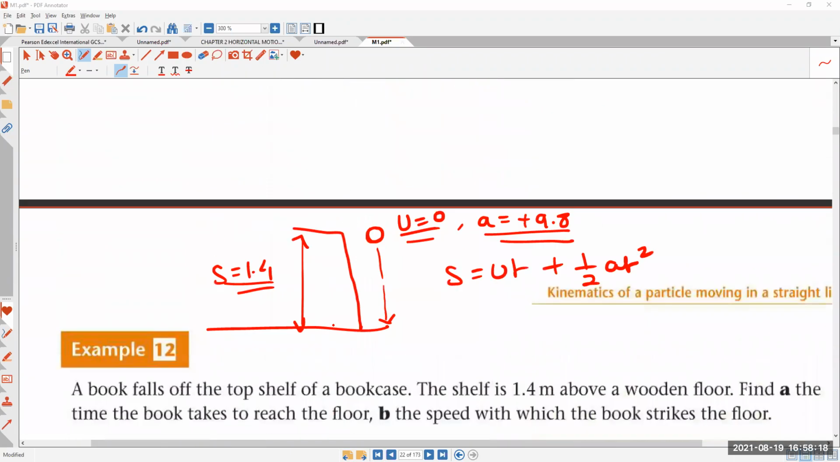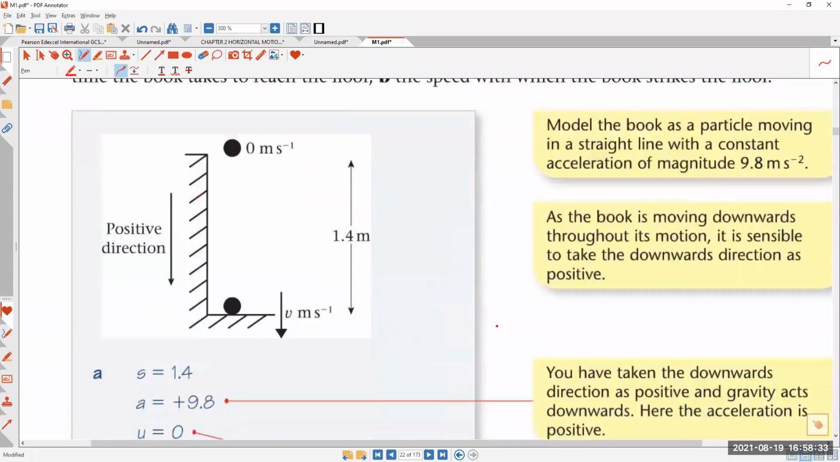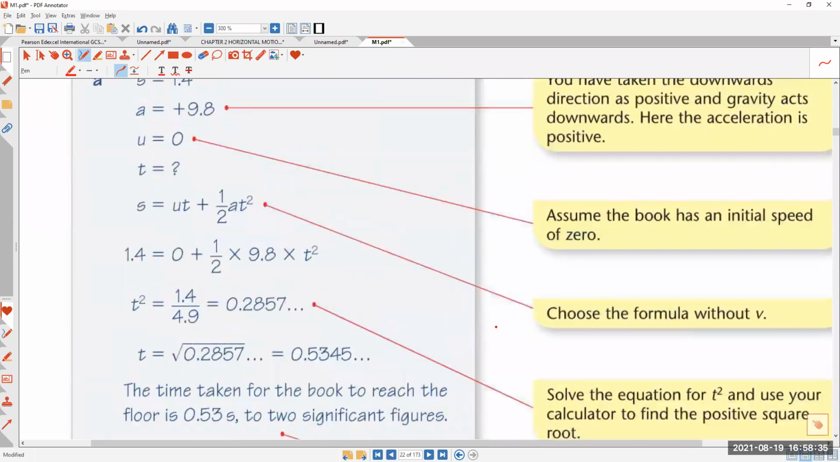Okay, so you guys were able to do this: s equals ut plus half at square, and u is 0, so this whole thing will be 0. S is 1.4, a is 9.81 plus 8.1, and you have to find the time. The answer is given over here. Time is 0.53.